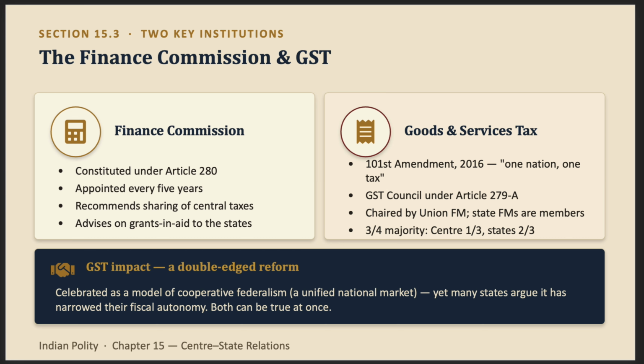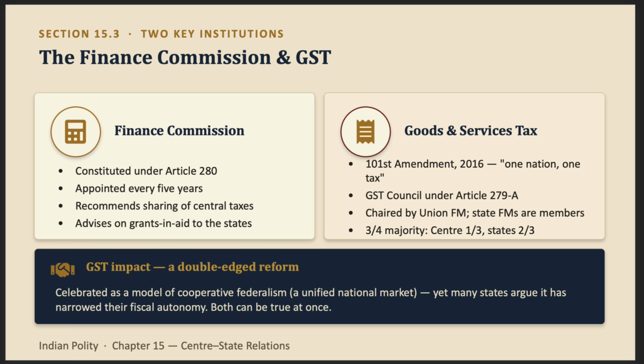Okay, wait, let me do that math. To hit 75%, neither side can act alone. Exactly. The center has 33%, so it cannot dictate terms or force a tax hike by itself. And even if every single state unifies against the center, they only reach 66%. They literally hold veto power over each other. Which is why GST is often celebrated as this triumph of cooperative federalism. It built a unified national market.